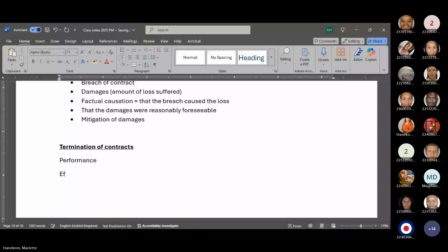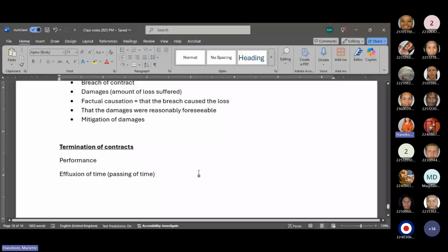Alternatively, another manner is effluxion of time. I hate that word, effluxion. It's just a nasty word. Passing of time. That is when the contract was for a specific period of time. So Marilyn rented a room in my house for 6 months. After 6 months, our contract will terminate. If it was for a period of time, once the time has passed, passing of time, you can also say expiry of time. I will accept that as well because effluxion is just a horrible word.